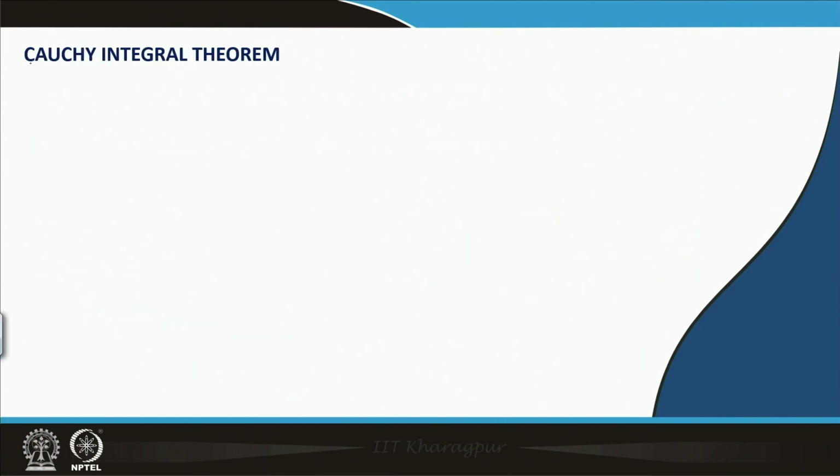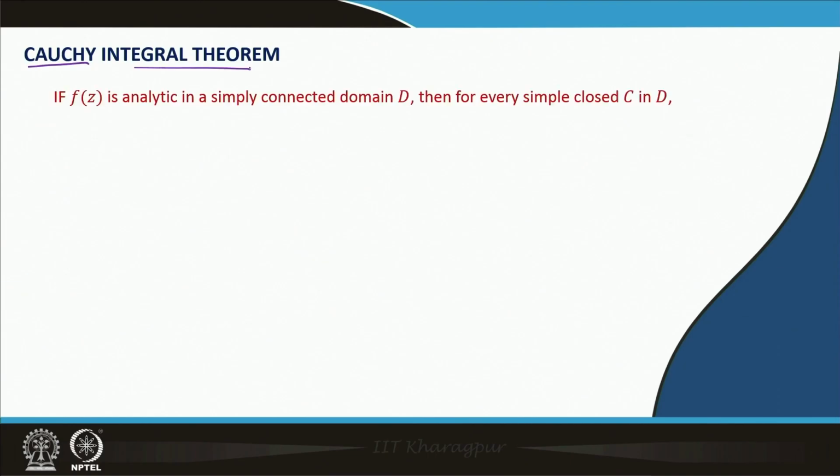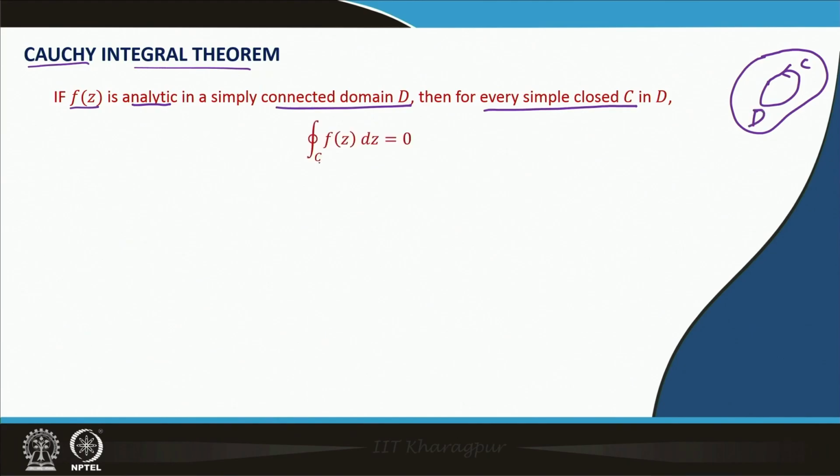Okay, so for the Cauchy integral theorem, what it says is that if f z is analytic in a simply connected domain, then, so we have some simply connected domain here, every simple closed curve C in D. So, we take any simple closed curve C in this region D, and the theorem says that the integral of the function f z over this closed curve C will be 0.